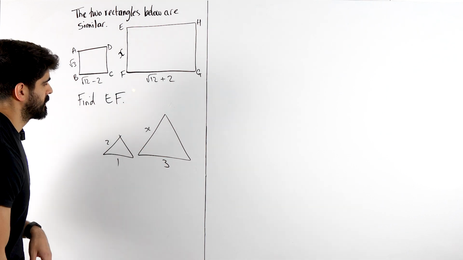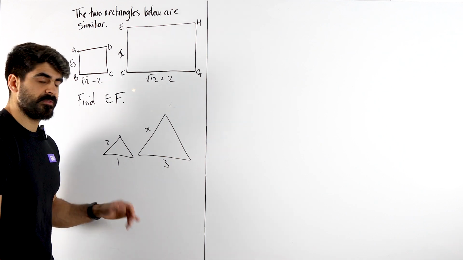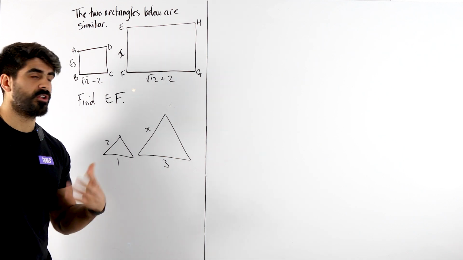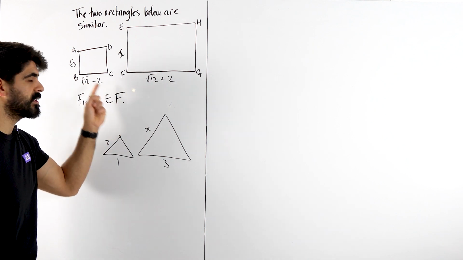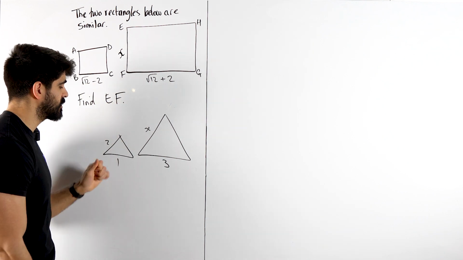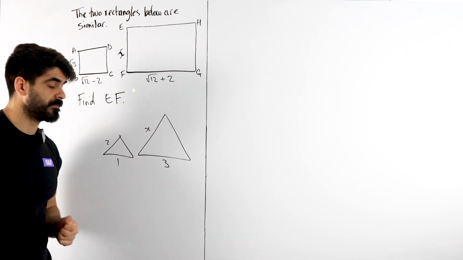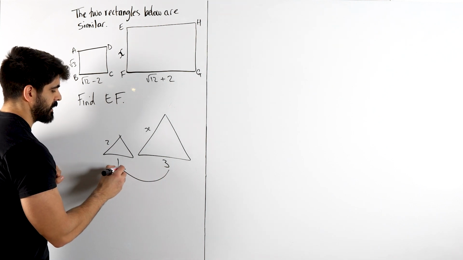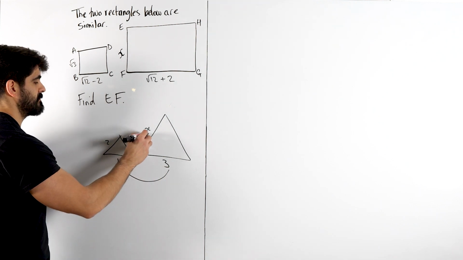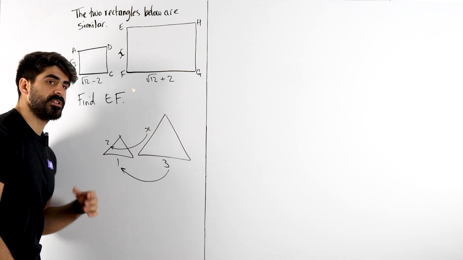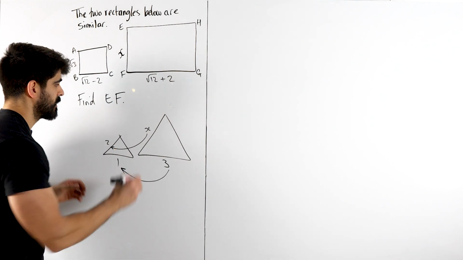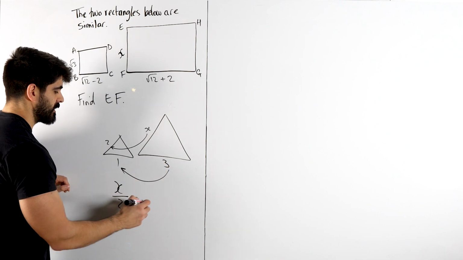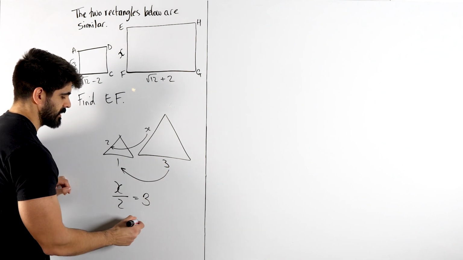You can clearly see that the scale factor of enlargement is 3. You're timesing by 3. But it's a lot harder to see when comparing these two. So you need to look at it in terms of a division. What you're saying is 3 divided by 1 is the exact same as x divided by 2. So now you immediately form an equation. x divided by 2 is the same as 3 divided by 1, which is 3. So you times by 2, x is 6.